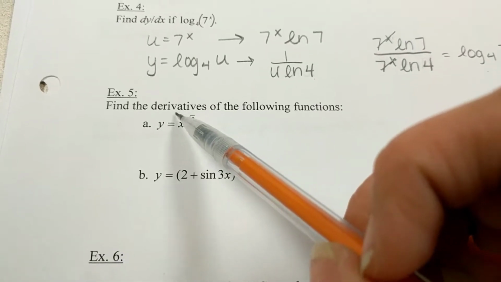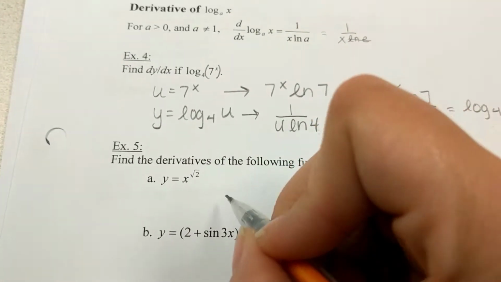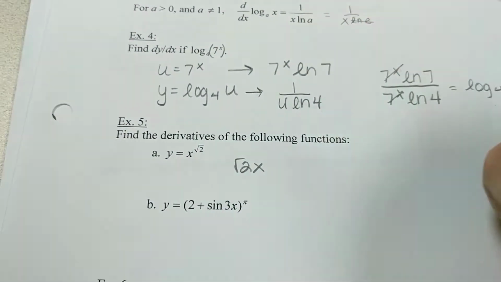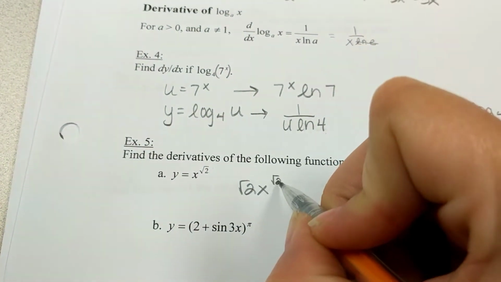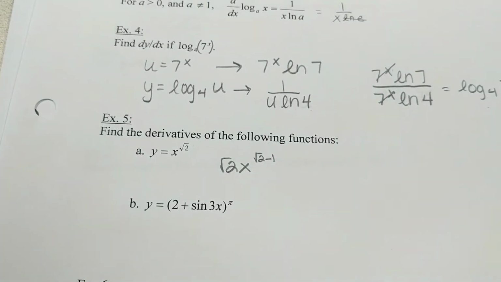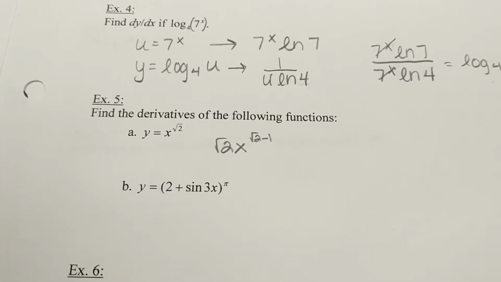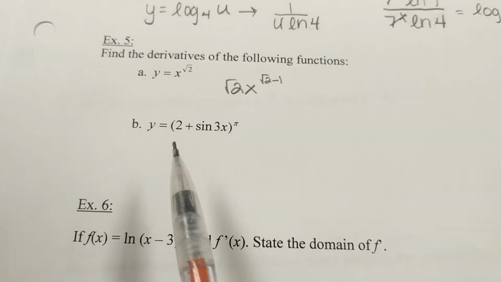So this one is on here just to show you you can still just do the power rule. So we bring down the square root of 2, and then you subtract 1 from the exponent, so you get square root of 2 minus 1, and you're done. That's all you have to do for that type of a problem. Same thing is true here.